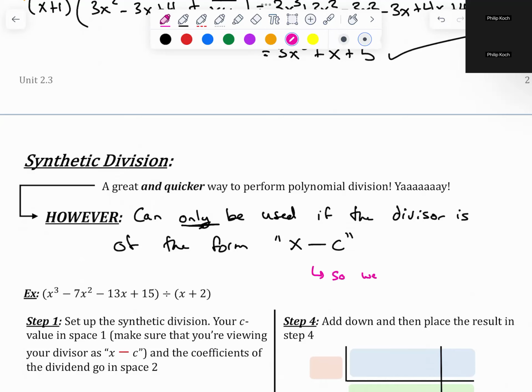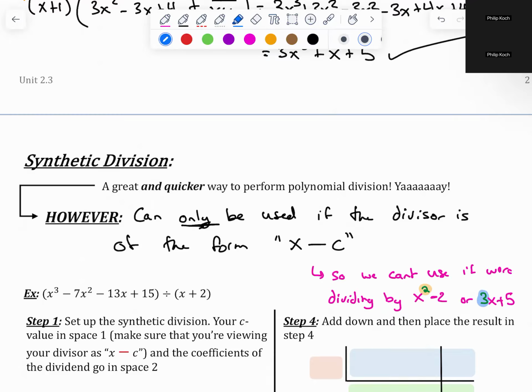So we can't use it if we're dividing by x squared minus 1, or x minus 2, or 3x, or x minus 5 plus 5. Let's write that down and then I'll explain.